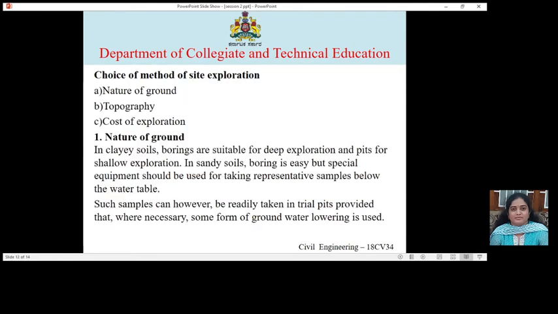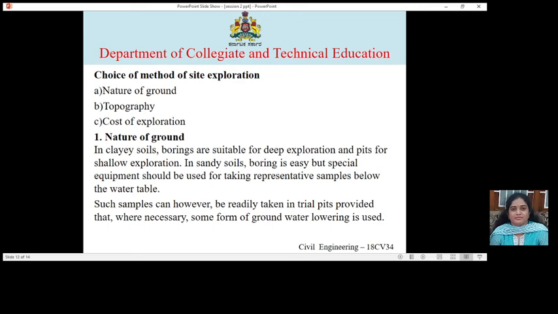So how to choose the particular method for site exploration? It depends on the nature of the ground, topography and cost of the exploration. There are numerous methods available. You will have one type of site condition and you want to construct some type of building. But the confusion is how to select the particular method. Of course, if you give the work to an agency, they will come and complete it. But how do they fix the different types of methods? It depends mainly on the nature of the ground.